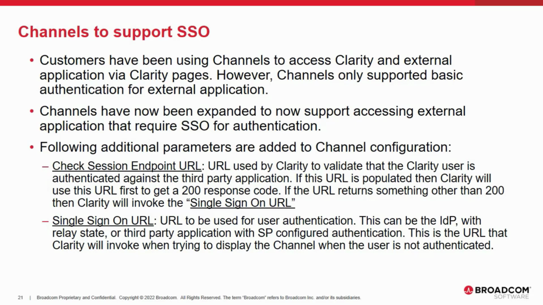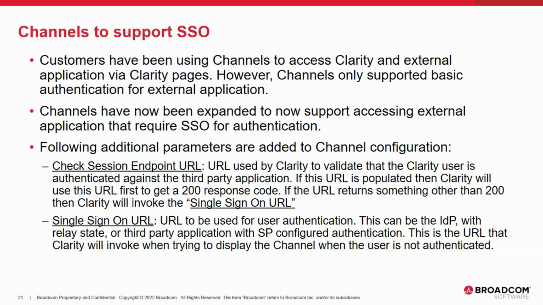The first parameter, the check session endpoint URL. This is the URL that will be used by Clarity to validate that the Clarity user is authenticated against the third-party application. This URL will have to be obtained from the third-party application itself. So the administrators will have to determine that URL from the third-party app and configure it in the blueprint channel. And the way Clarity will use it is that if this field is populated, then Clarity will first use this URL to get a 200 response code.